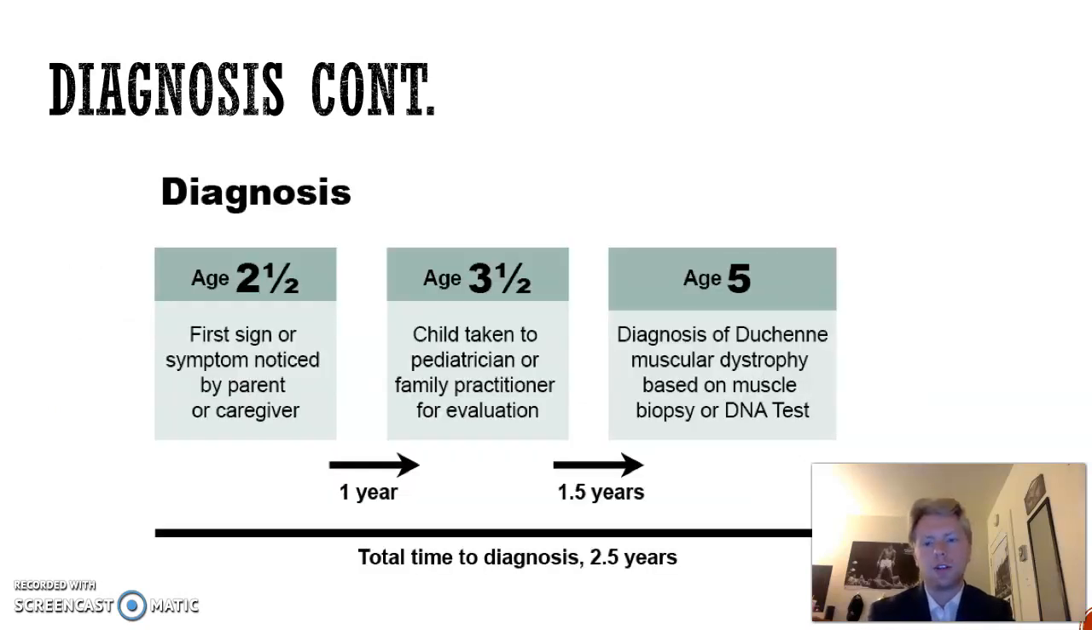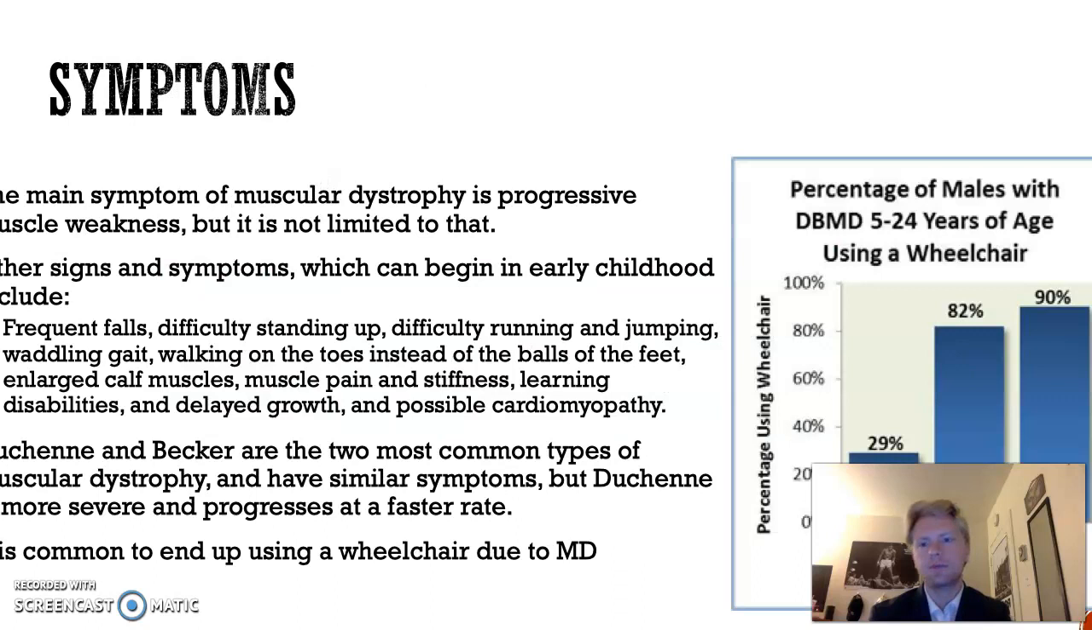So this is just a little chart showing the different ways that you can diagnose muscular dystrophy. At age 2.5, the first symptom will be noticed, and then by age 3.5, they'll actually be taken to the pediatrician for an evaluation, and by age 5, usually, they'll have a diagnosis either from a DNA test or from the muscle biopsy. And it usually takes about 2.5 years to make a final diagnosis on this.